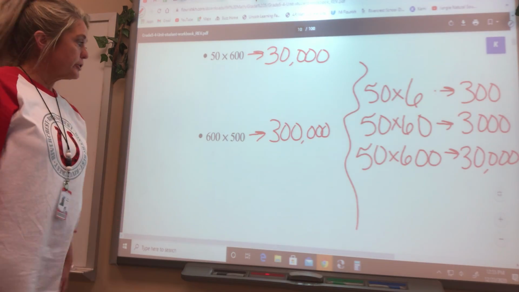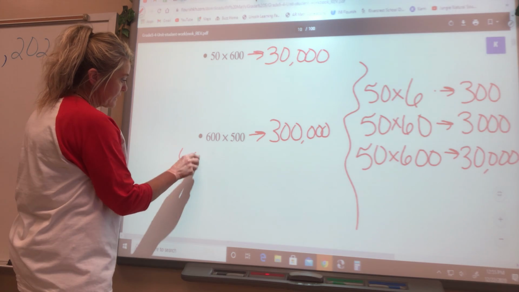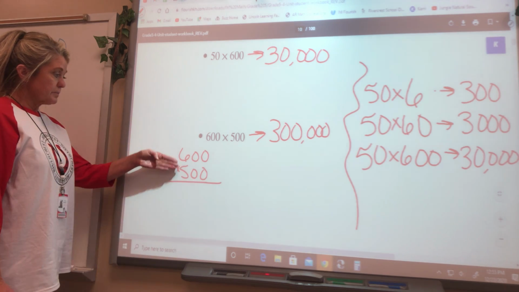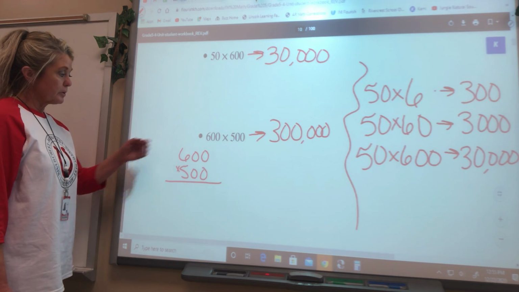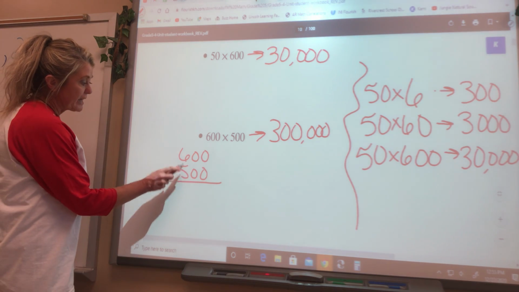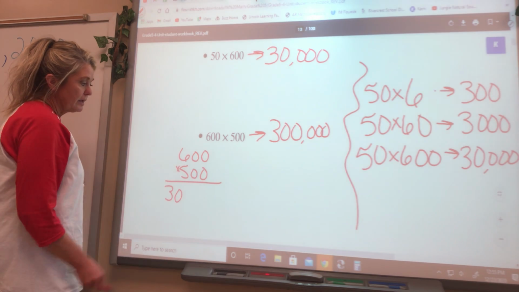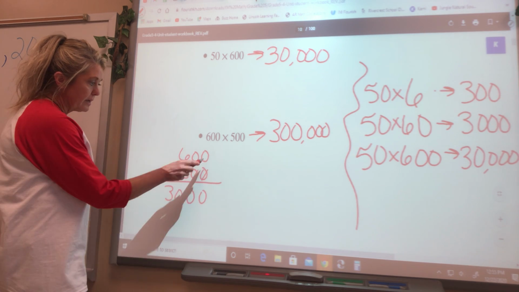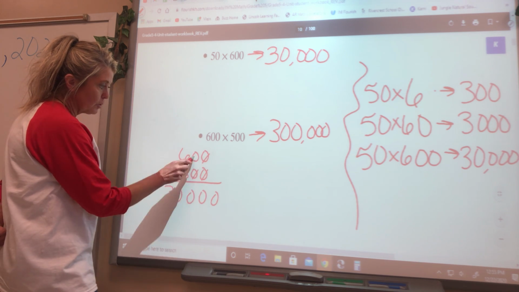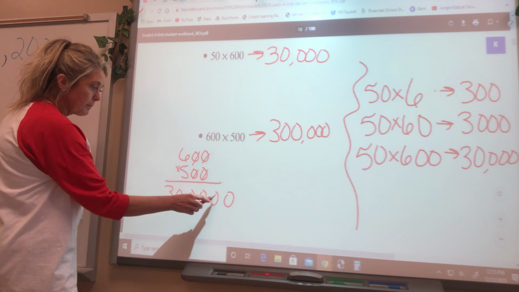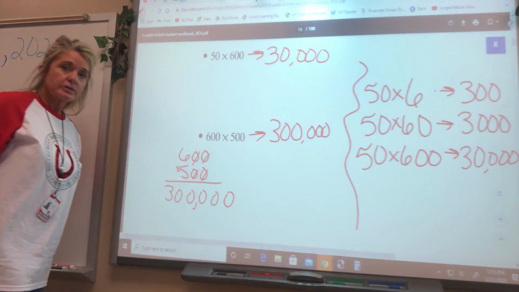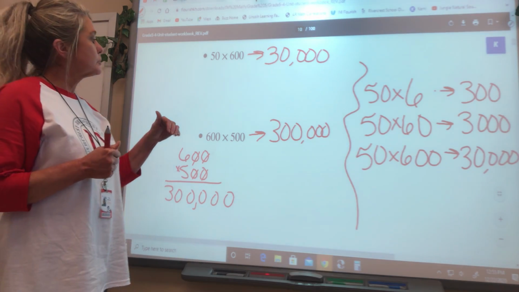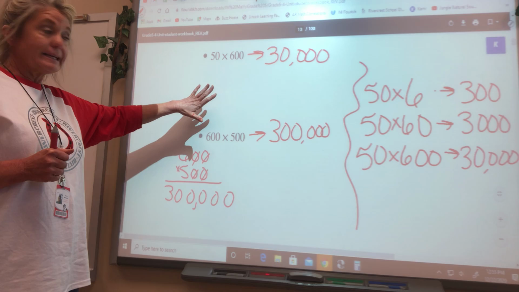And it never hurts to quickly check it. If I stacked, I would have 600 times 500. If I just multiplied the number in the hundreds place, I would have 5 times 6 is 30. I haven't used this 0 yet. I hadn't used this one yet. I hadn't used this place value yet, or this place value yet. Did I end up with the same answer? Yeah. So let's just start to see that pattern, how it works when you're increasing by multiples of 10.